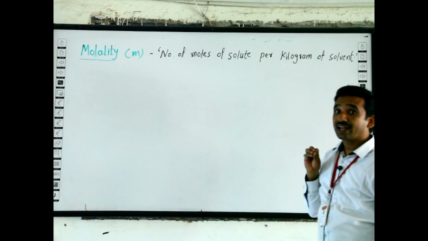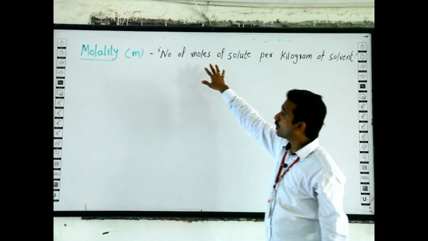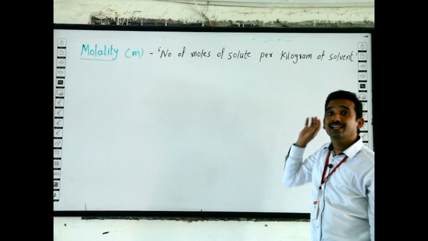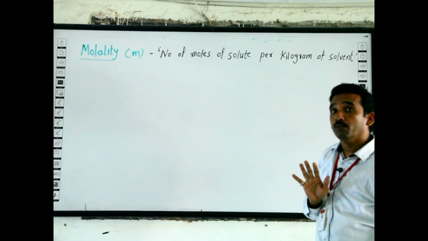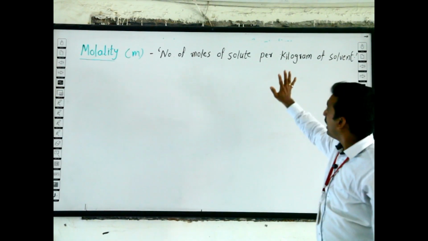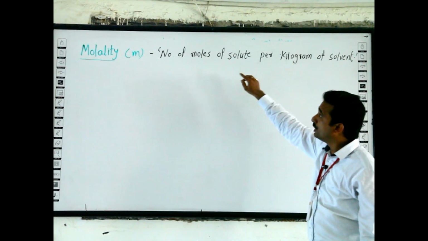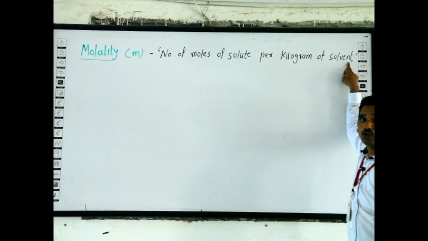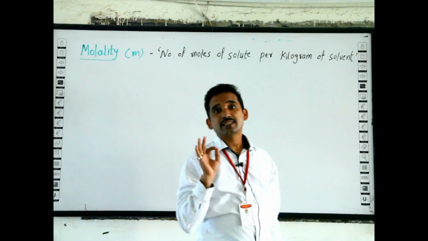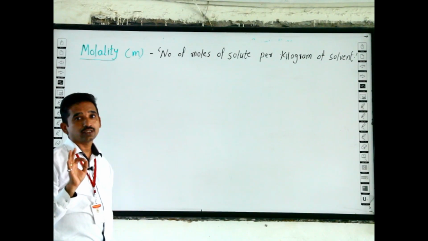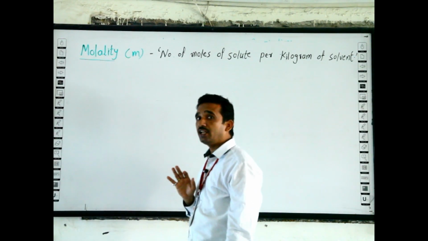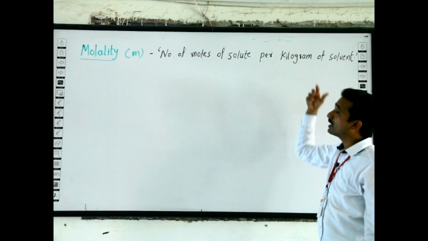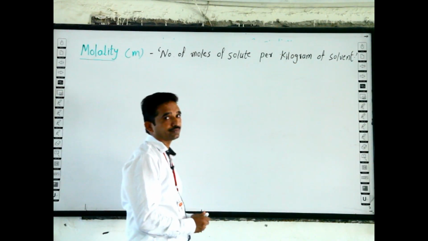In molarity, number of moles of solute present in 1 liter of volume of solution, and here number of moles of solute per kilogram of solvent. The basic difference is in the molarity. Here the term is volume and here the term is about kilogram.